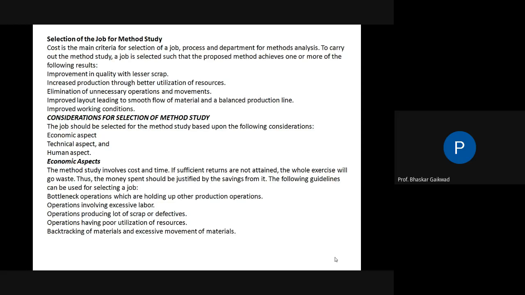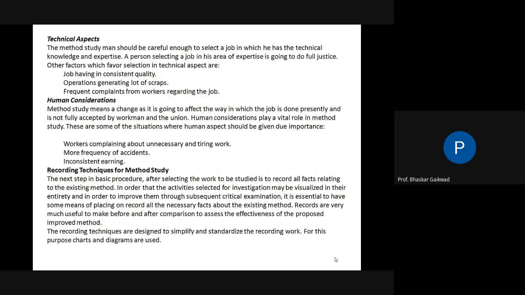Operation producing a lot of scrap or defects, no use of this. Operation having poor utilization of resources, no use of this. Backtracking of material, excessive movement of material, means the transportation. If the transportation cost increases, definitely the production cost will increase.